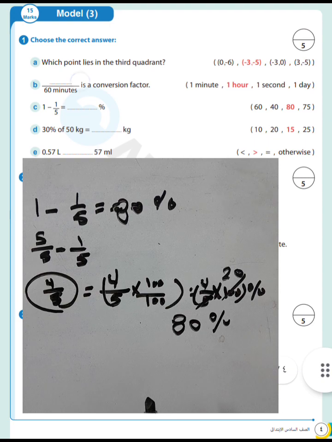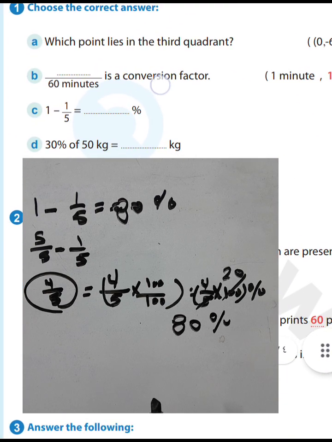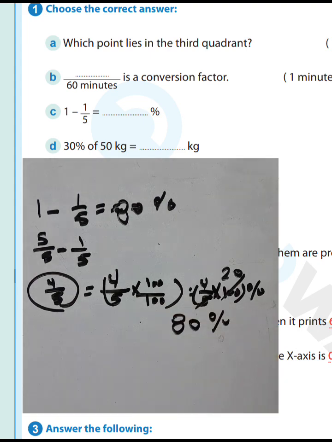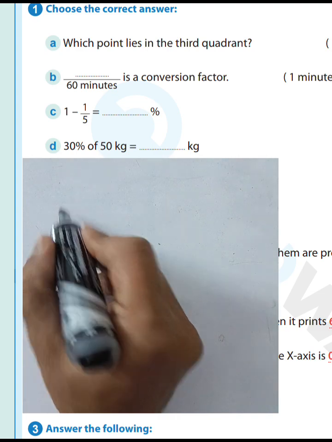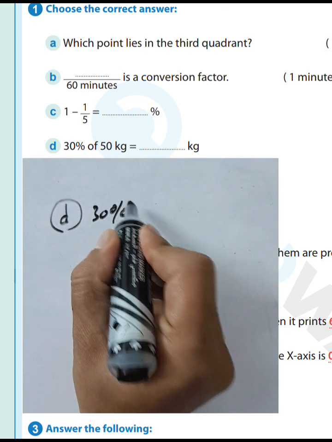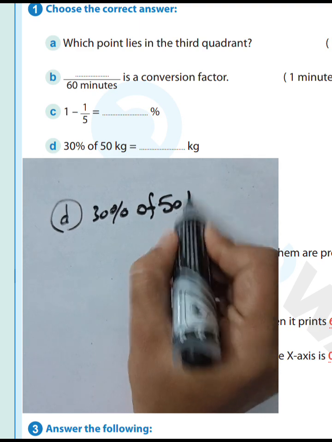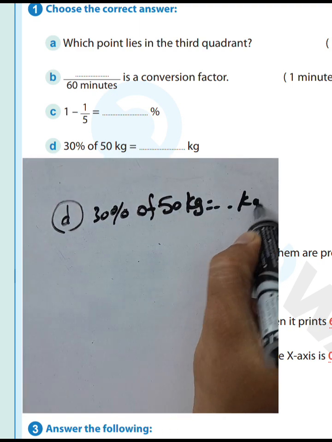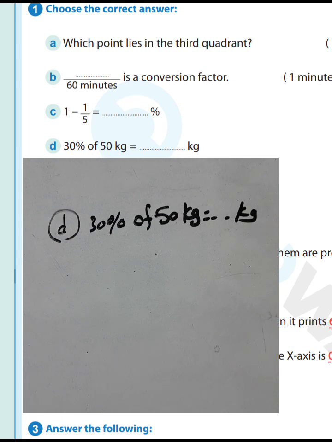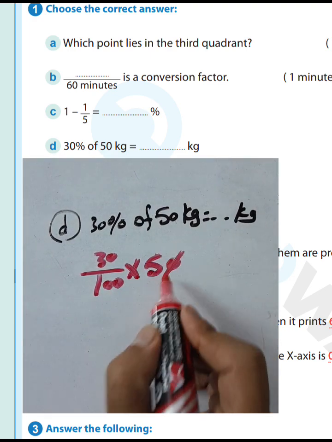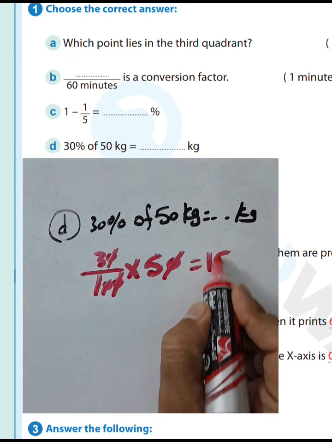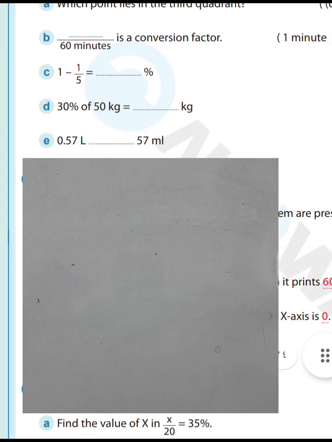Question letter D. 30% of 50 kilogram equals space kilogram. Write 30 over 100 product by 50. Right, cancel 0 by 0 and 0 by 0, then the result will be 15. Okay, 15 kilogram.